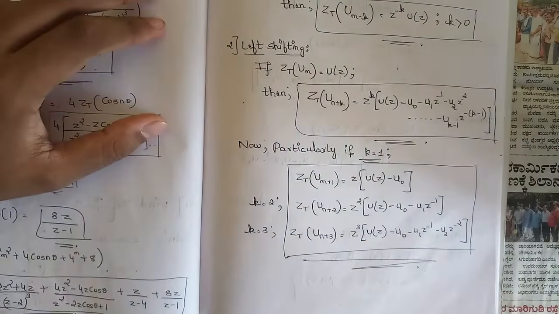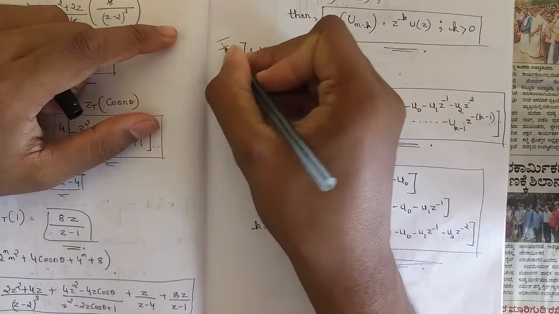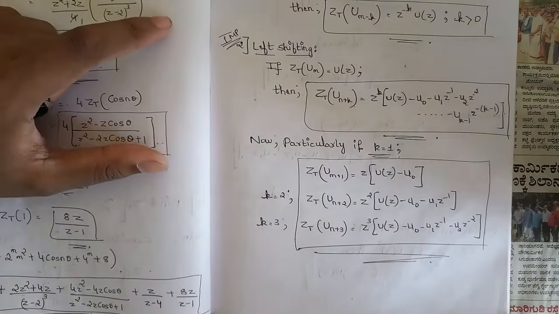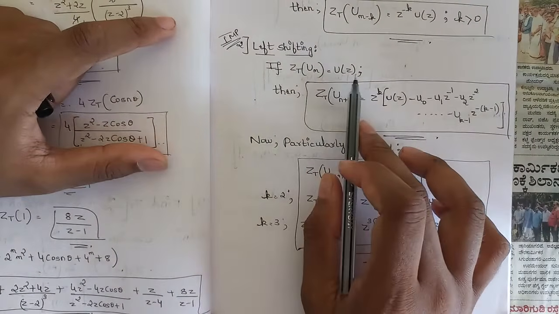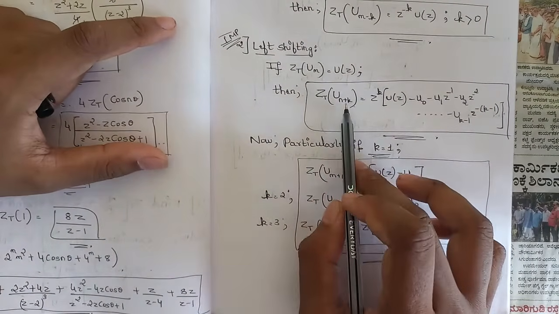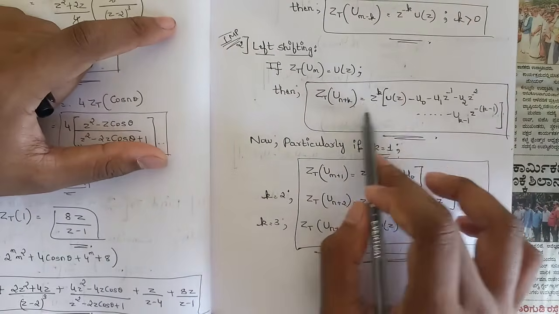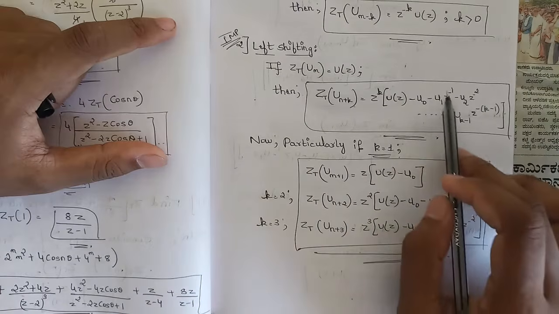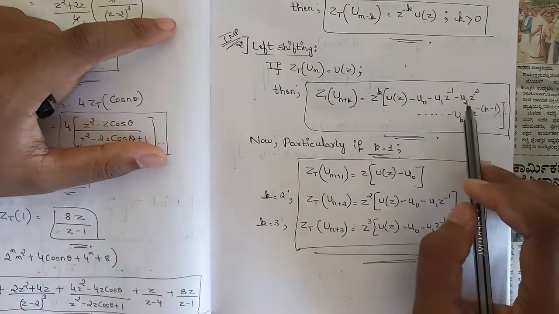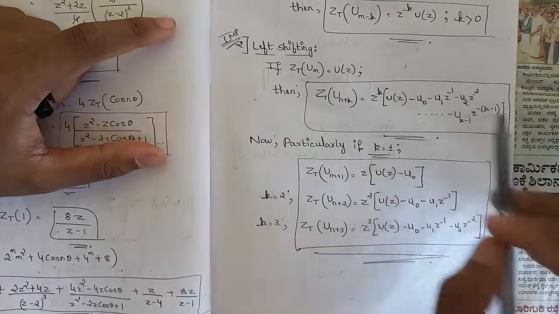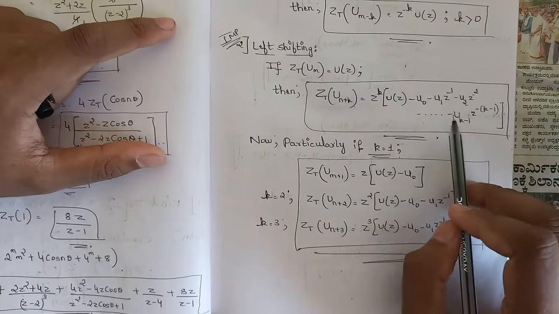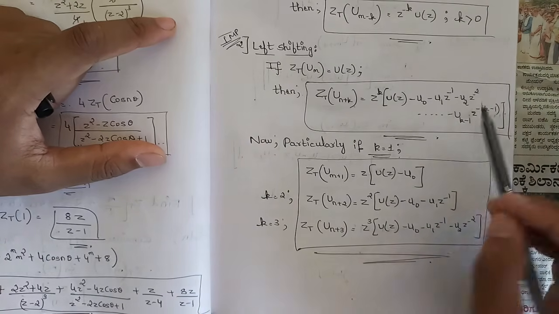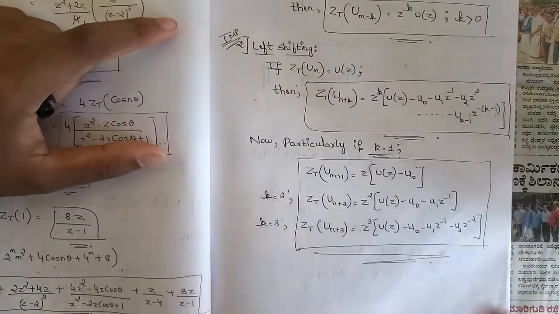The other type of property, which is a very important property and which we are going to use in many problems, is left shifting. If the Z-transform of u of n is equal to U of z, then the Z-transform of u of n plus k is given as z to the power k into U of z minus u0 minus u1 into z to the power minus 1 minus u2 into z to the power minus 2. This goes on until the last term, that is minus u of k minus 1 into z to the power minus of k minus 1.